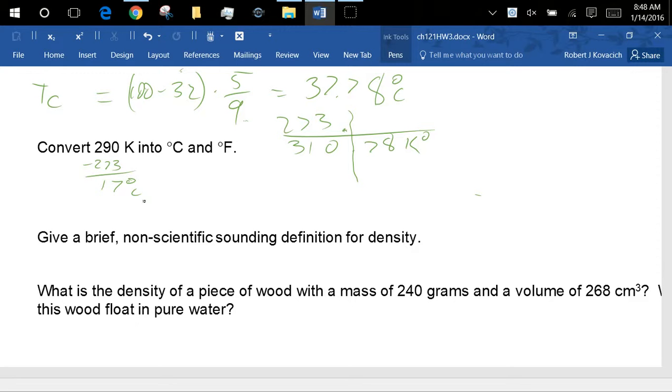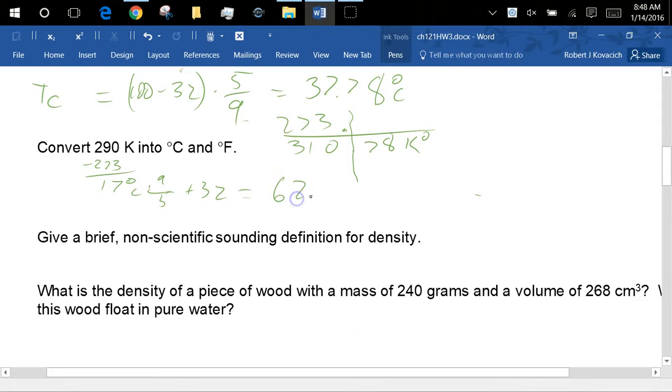I'm going to multiply this by 9, divide by 5, and then add 32 to it. So 17 times 9 divided by 5 plus 32 equals 62.6 degrees Fahrenheit. Since there's only 2 sig figs there, 63 degrees Fahrenheit.